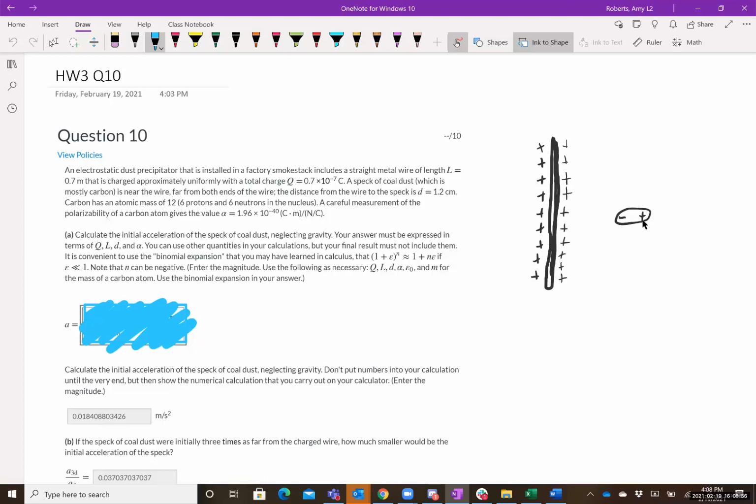Which charge do you mean here? So the force of the wire, where it's positive, attracting the negative charge from the coal. I totally agree. But I would also say that the positive charge on the wire is also going to push away the positive charge in the coal.